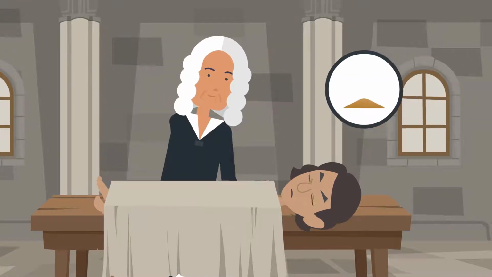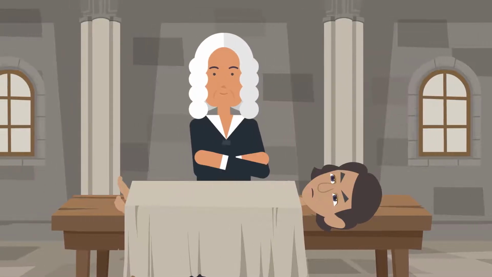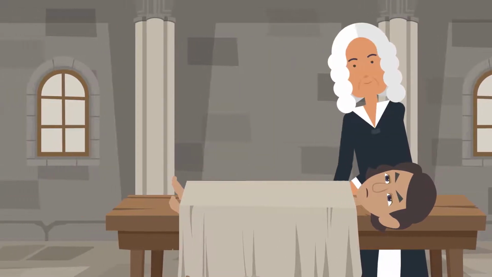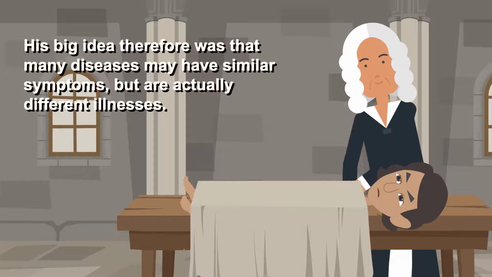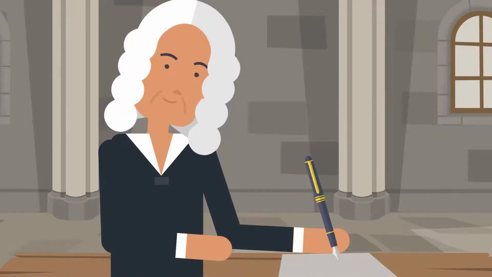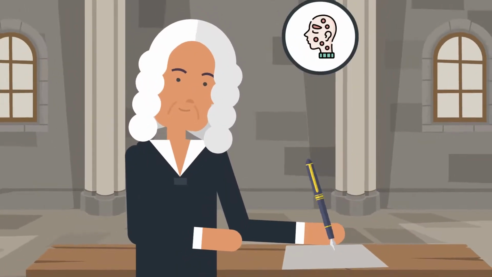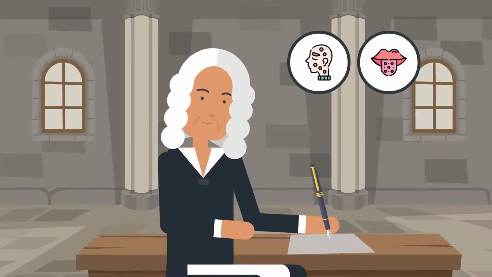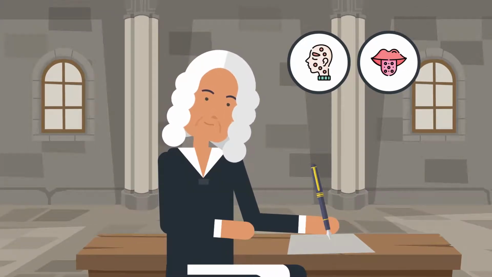He said that studying illnesses and diseases was a bit like studying plants. A rose and a camellia, for example, share similar features but are actually different flowers. His big idea, therefore, was that many diseases have similar symptoms but are actually different illnesses. For example, Sydenham observed that although patients who had measles shared similar symptoms to patients with scarlet fever, they were in fact different diseases.